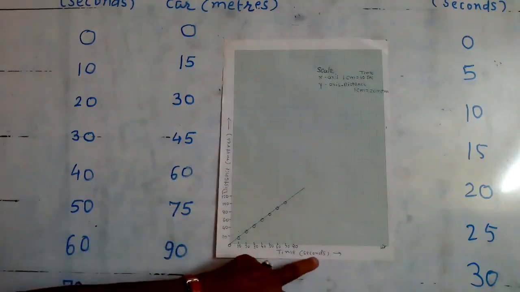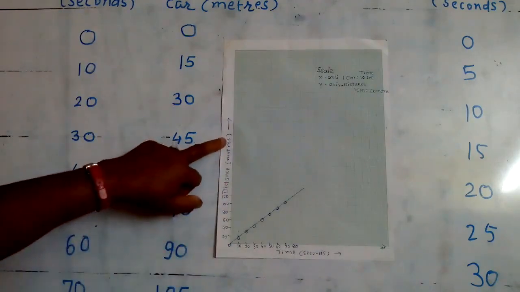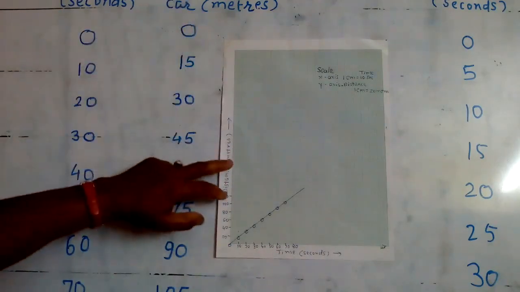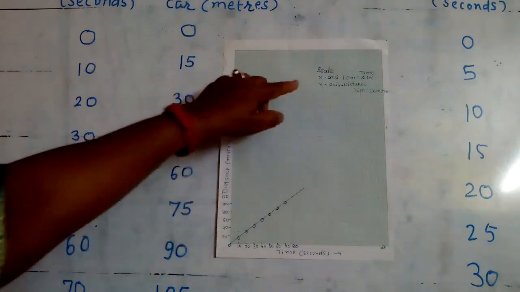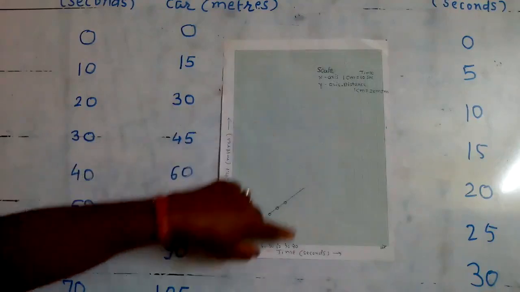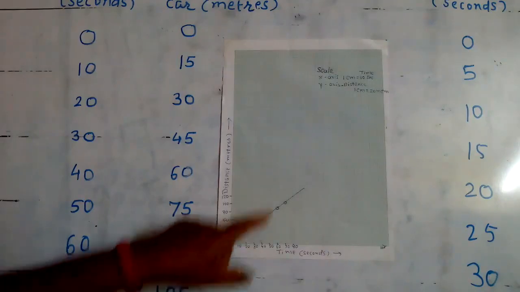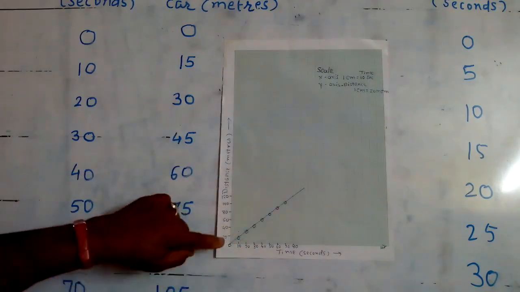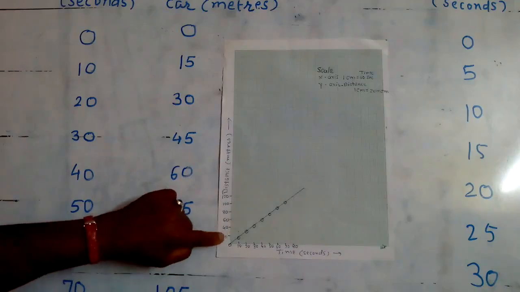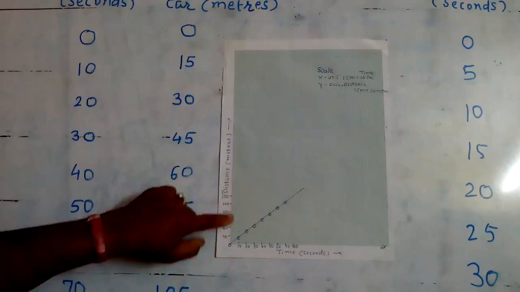Time is taken on x-axis. Time is in seconds. Distance is taken on y-axis. Distance is taken in meters. Now you have to take the scale. You have studied this, how to draw the graph. I have taken on x-axis time, 1 centimeter is equal to 10 seconds, and for distance 1 centimeter is equal to 20 meters. So in this way, now plot the graph.